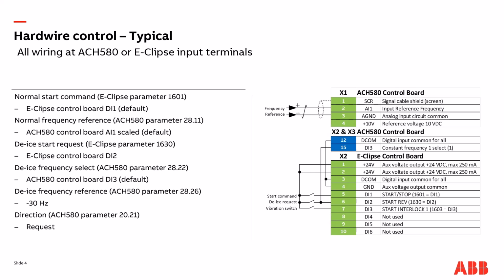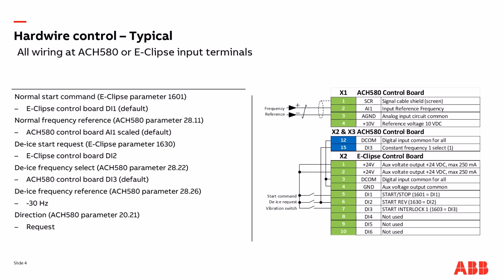Along with this, the normal frequency reference will be landed at the analog input 1 terminals of the ACH580 control board. For de-ice operation, there's a separate start reverse request available with the E-Clipse bypass, and this will be landed at digital input 2 of the bypass. Understand that this is an independent start request from normal mode and will start the drive without requiring the normal start input to be closed.